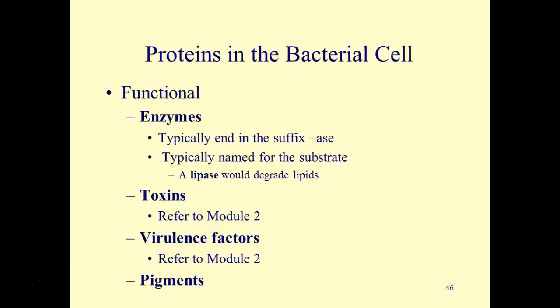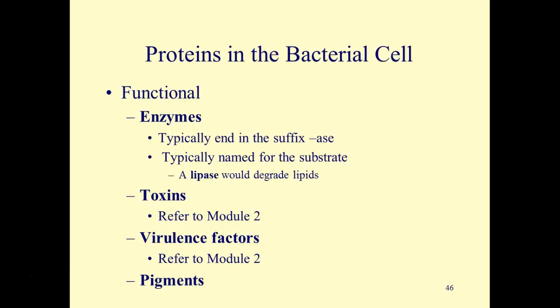Functional proteins that we find in the bacterial cell include enzymes. Enzymes typically end in the suffix -ase. So you can think about some type of substrate that is going to be broken down by the enzyme, and then you give it a name. It cannot be something that already exists, but it can be something that you make up. It is typically named for the substrate. So if you come up with a fake substrate, it has to be based in reality, but it is a name that you're going to make up. You add -ase to it, and therefore you would have an enzyme. A lipase is an example of an existing enzyme that breaks down lipids.